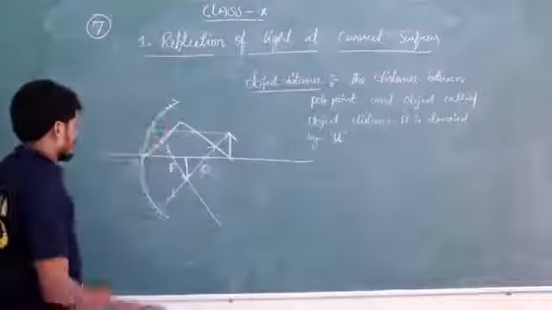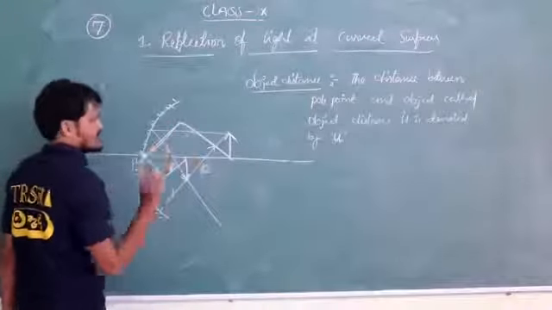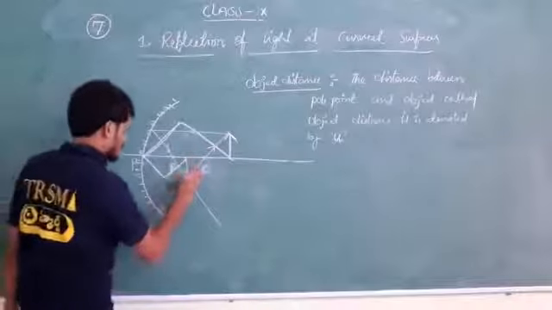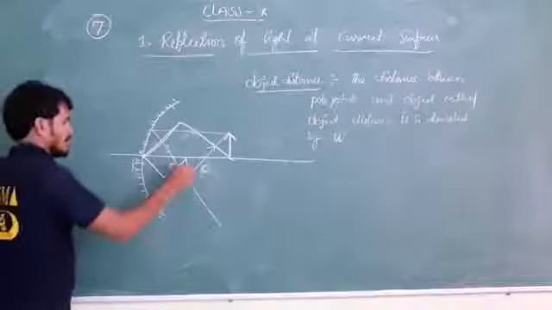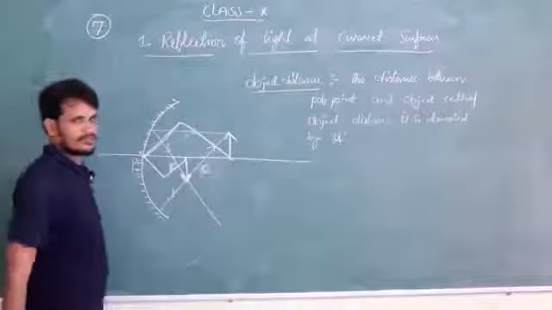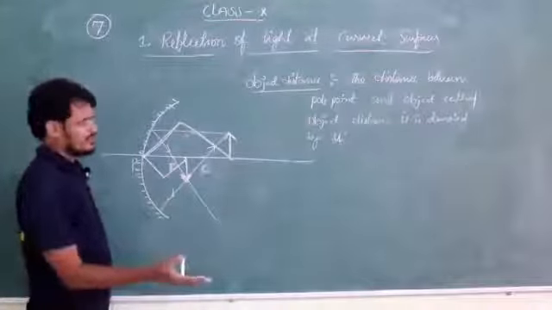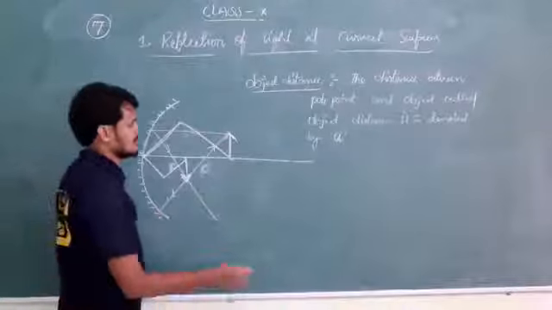What is image distance? The distance between pole and image, where image is captured on screen. So where image is captured on screen, that is called image position. The distance between pole and the image. Very simple to define that. What is object distance? The distance between pole and object. What is image distance?